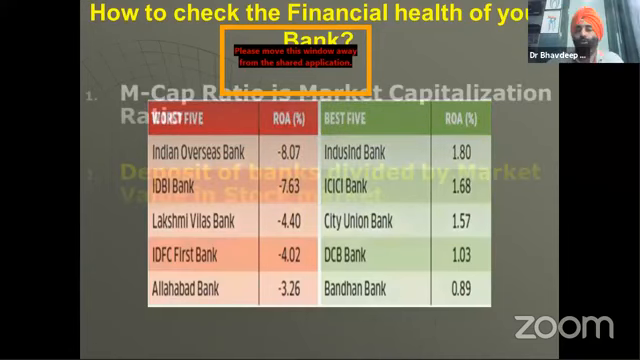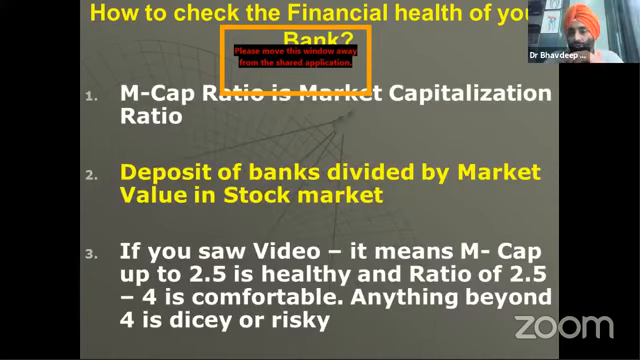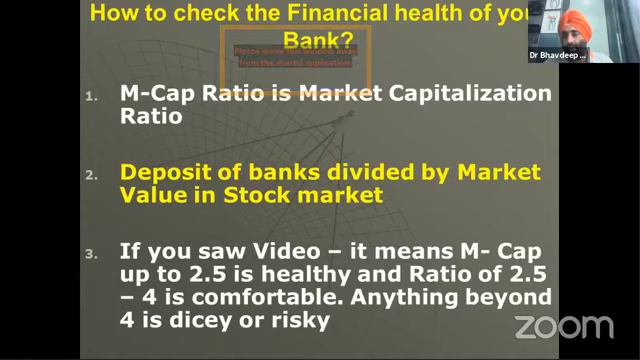If you watched the video, you must have seen that the MCAP ratio, the market capitalization ratio, was again a media hype thing. What did the video say? The video said that the total deposit of banks divided by the market value of the stock in the stock market, if it is up to 2.5, is very healthy. A ratio of 2.5 to 4 is reasonably comfortable. But anything above 4 is dicey or risky.